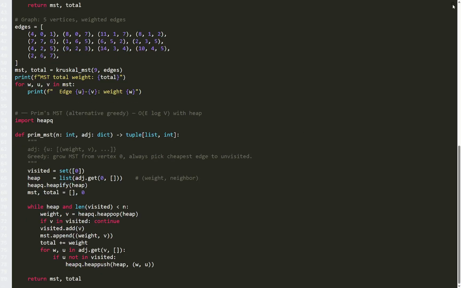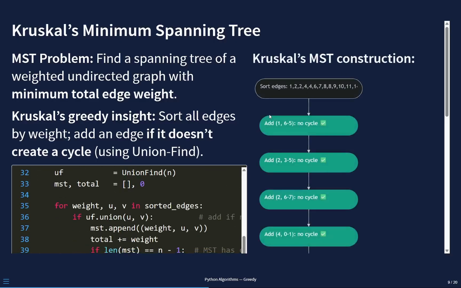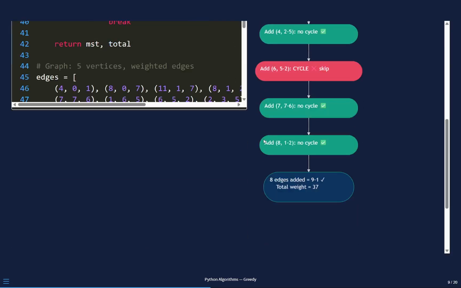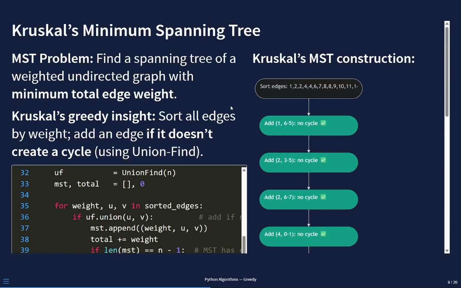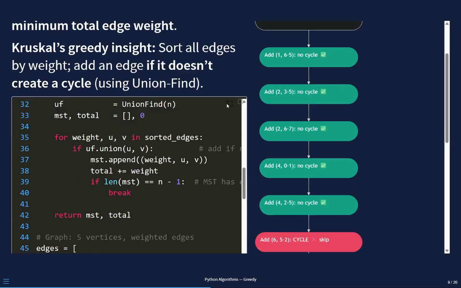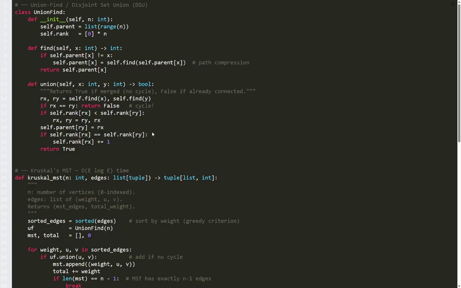Cycle detection is performed by the union find data structure, also called disjoint set union. Each vertex starts in its own set. Find(x) returns the representative of x's component using path compression, flattening the internal tree for near O(1) future queries. Union(x, y) merges two components using union by rank, always attaching the smaller tree under the larger. Together, these two optimizations give nearly O(1) amortized per operation.